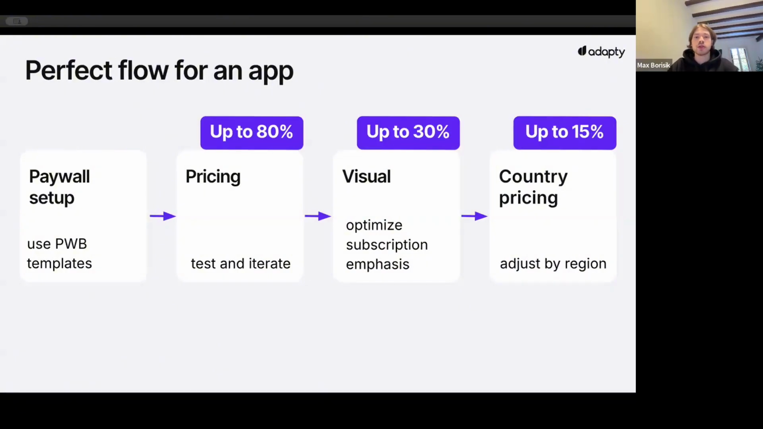Then the visuals. We have the paywall set up in the beginning, but once we've found the perfect pricing, we can go to the visuals, and there is a whole world to explore. You can make visual changes that affect how you present the prices, for example with the free trial toggle or with text saying that you need to buy the annual subscription, or you can go to more visual options.